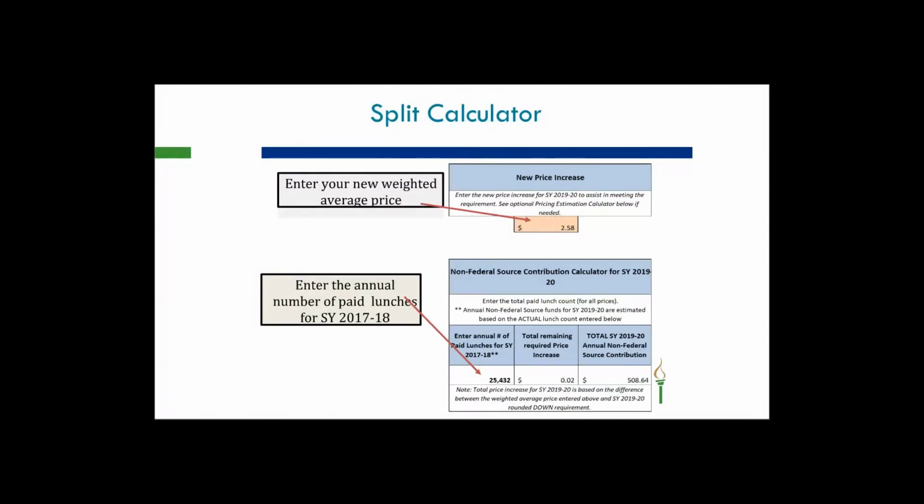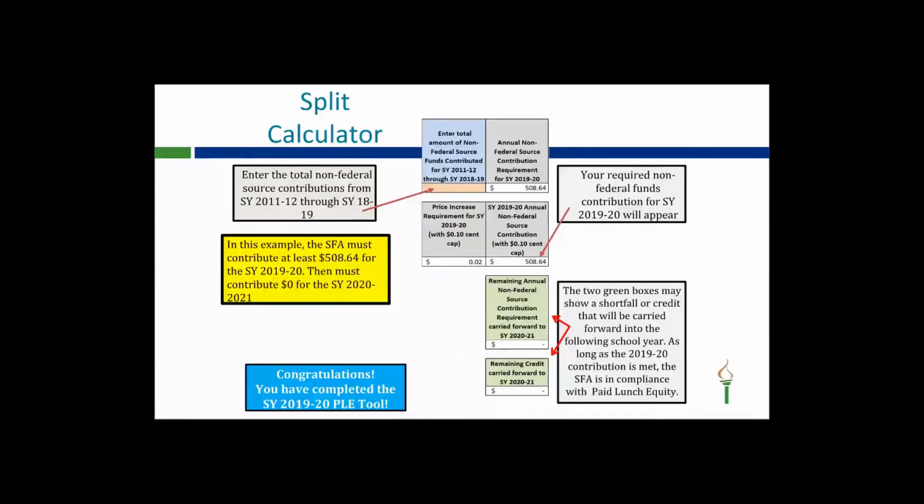This is where we need to enter in the annual number of paid lunches for school year 2017-18. Here I went into my books and I found the total number of annual paid lunches for school year 2017-18 was 25,432 meals. From there, it auto-populated the total remaining required price increase, and it also stated that the total school year 2019-20 annual non-federal source contribution is $508.64.